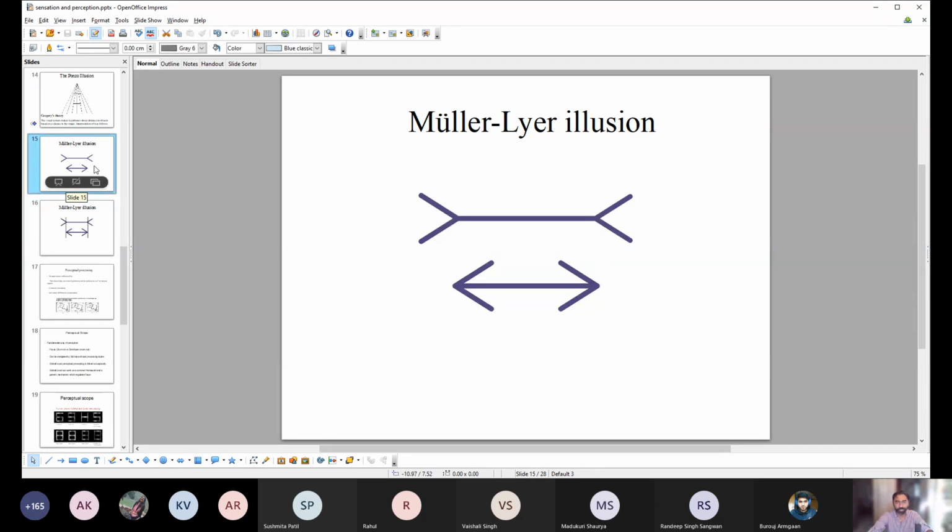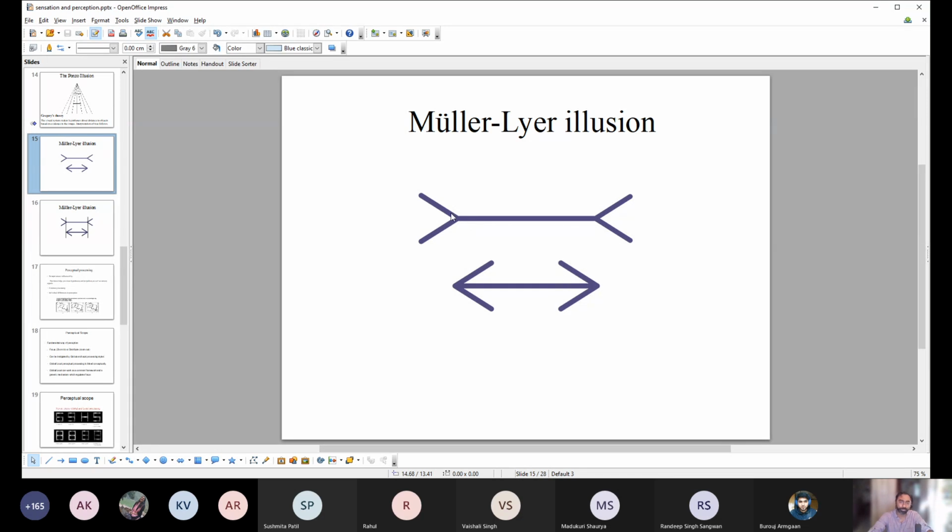This is the Muller-Lyer illusion, where essentially these are of the same distance, but it seems that this line on the top is longer than this line at the bottom. But actually, if you look at it, they are of the same length. So if you draw a line, we are confident, but without the line, it seems that this one is longer than the other.